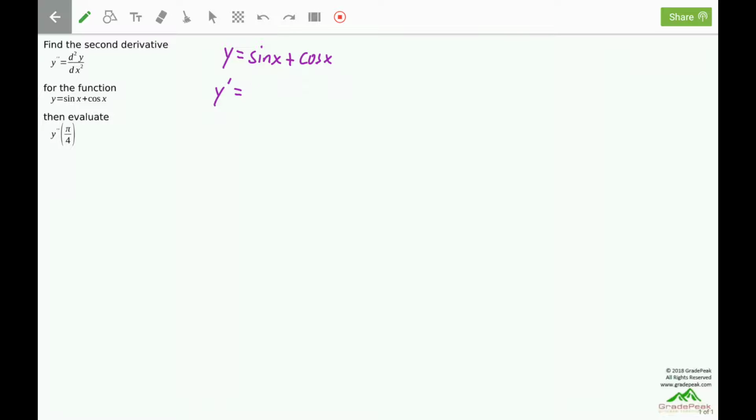The second derivative will be found by first finding the first derivative. Y prime, or dy dx, will be the derivative of the first, sine x, which is cosine x, and then the derivative of the inside is a 1, so just cosine x, and then plus the derivative of cosine x, which is negative sine x. Again, the derivative of the inside of that will be a 1 for the chain rule. So we have cosine x minus sine x.